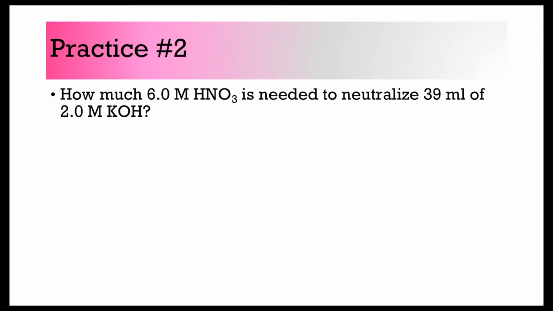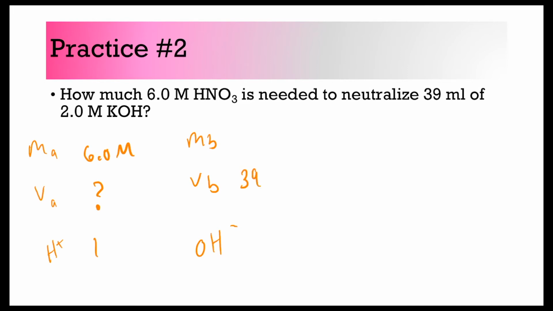Number 2. First step should always be to list out what you know. Yes, it takes an extra few steps, but it makes your chances of getting these wrong a lot less. So, how much 6 molar HNO3, that's your acid. So we have 6 molar. So how much? We're looking for volume. And this acid gives off 1 H. And then to neutralize 39 milliliters of a 2 molar solution of your base, which also gives off 1.